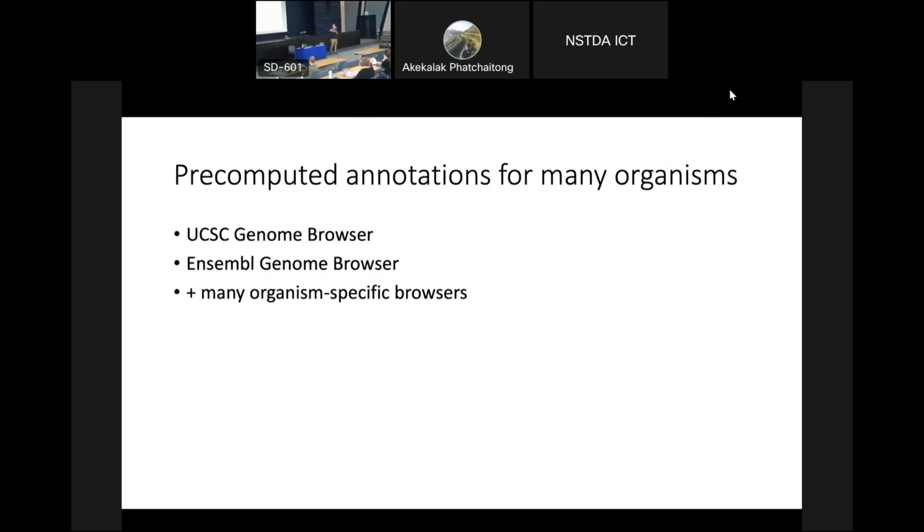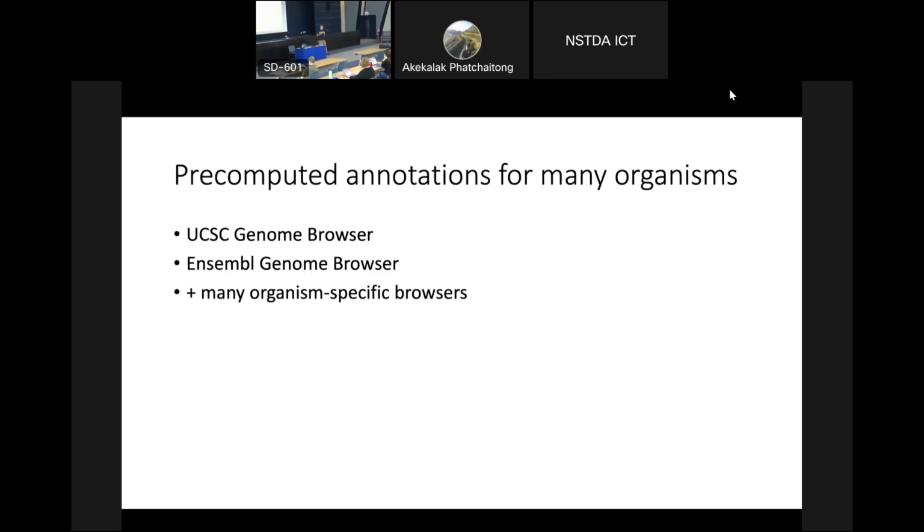Okay, so I've already shown a picture of some pre-computed annotations in the UCSC genome browser. Let me show you a little bit more about them. These are the big names in the field: UCSC genome browser, Ensembl genome browser. There are a variety of others. NCBI has their own, and there are many other browsers that contain a large number of species and their annotations.